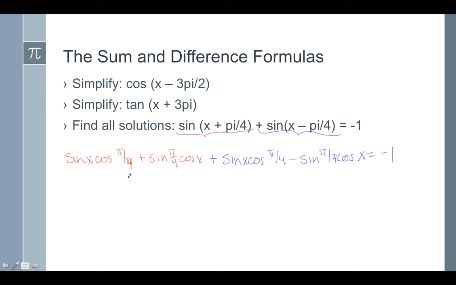Now I need to simplify all the things that are on my circle, like cosine of pi fourths and sine of pi fourths. So cosine of pi fourths is √2/2. Sine of pi fourths is also √2/2. And that follows all the way along here, √2/2s. Right, so all I've done so far is use my identities and what I know about my unit circle. Then I look here and see I have a plus √2/2 cosine and a minus √2/2 cosine, which means those go away.